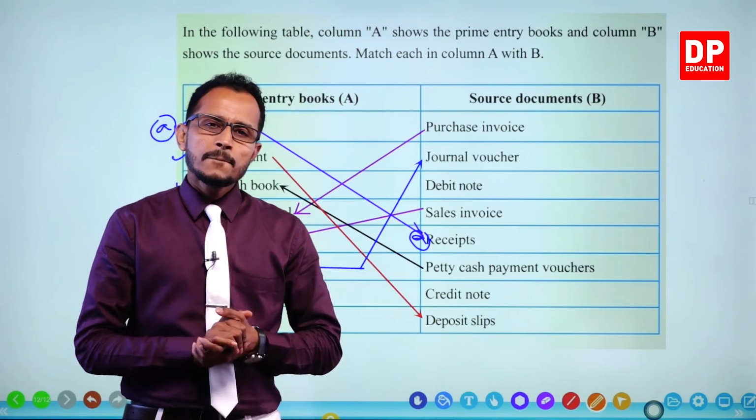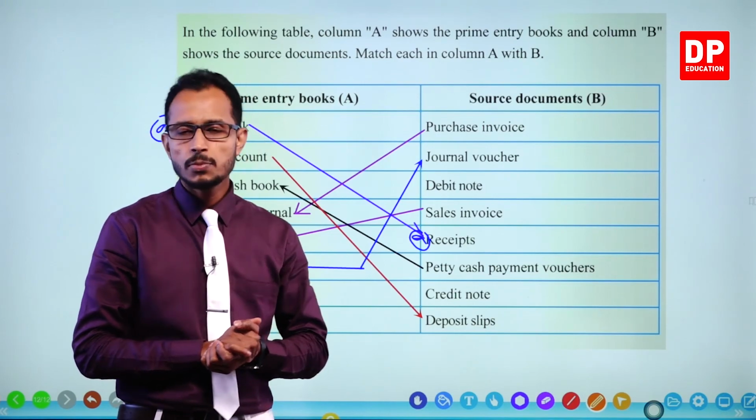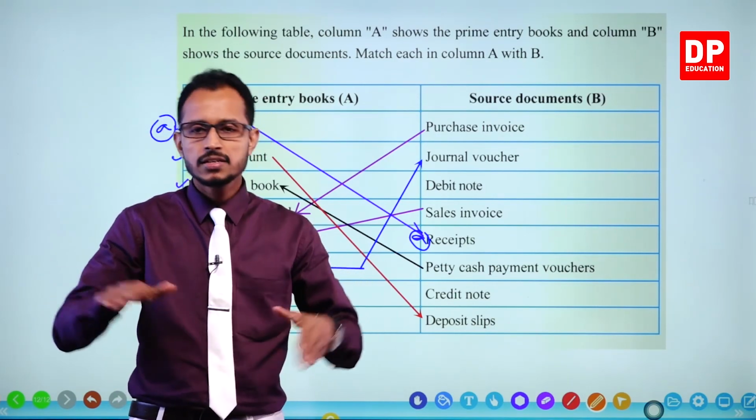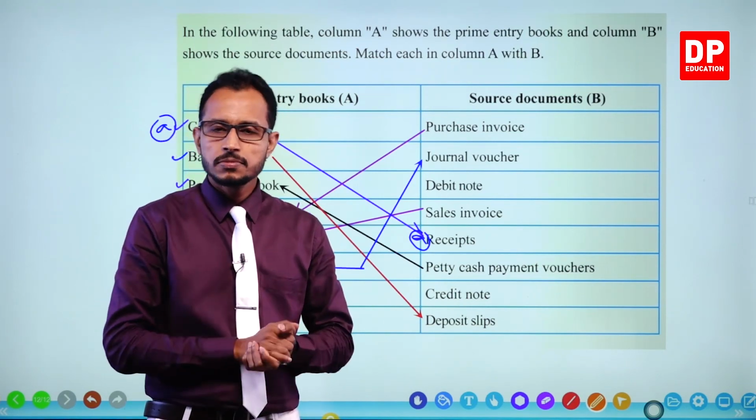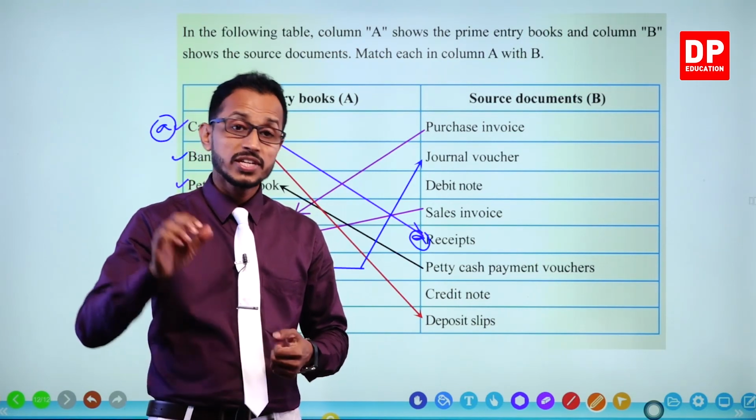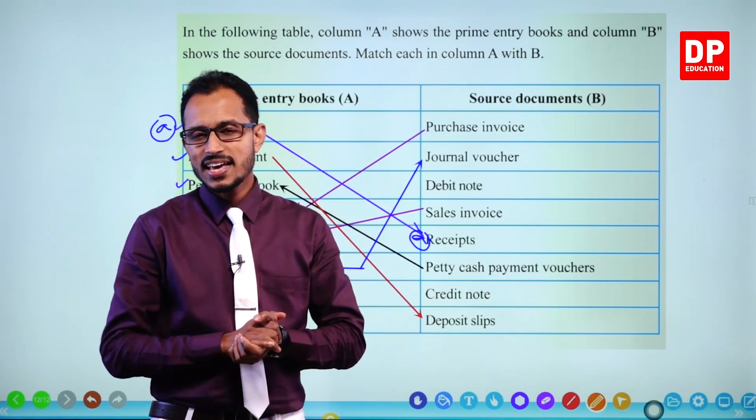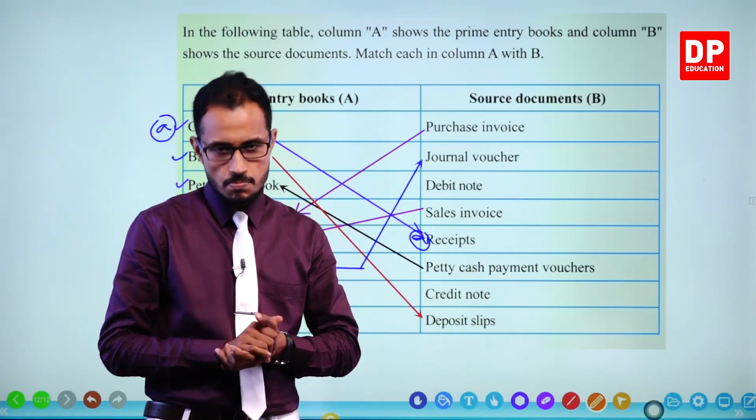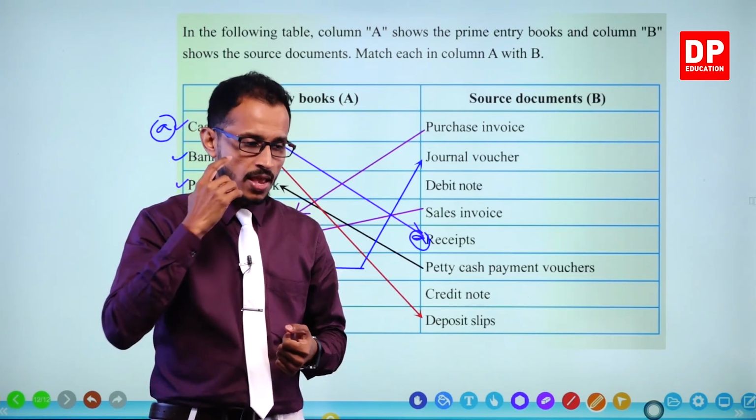So, I hope to see you soon, children. With this, we come to an end. We end Unit 7, Prime Entry Books. The next unit, Unit 8, is the Cash Book and Petty Cash Book. More accounting coming your way.